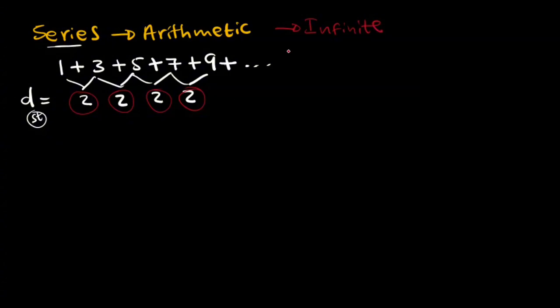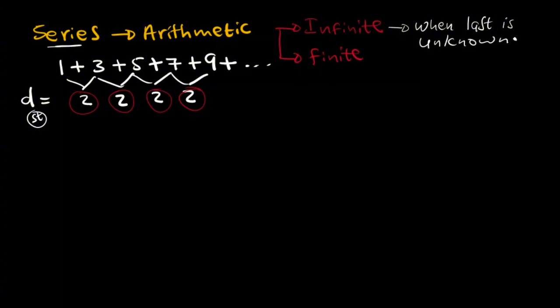An arithmetic series can either be infinite or finite. Infinite means when the last term is unknown. Finite means when the last term is known.